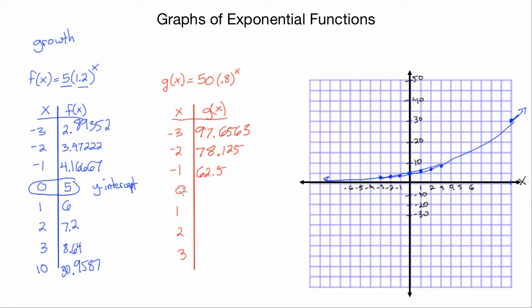There's my 0th term, or my 0 value for input. That's going to be my y-intercept. It's just going to be 50. If I put 1 in, we're going to get 40. I put 2 in, it goes down to 32. And finally, for an input of 3 into my exponent, we're down to 25.6.